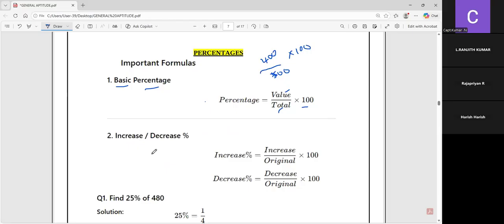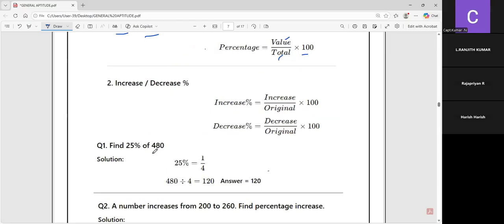Basic formula. Suppose I want to increase the percentage or decrease the percentage, what formulas will be involved? Increase: how much increased divided by original into 100, and then decrease: how much decreased divided by original into 100. So these are two important formulas involved in percentage. Based on the formulas, we'll see some other problems. First of all, what is the value of 25 percentage in 480? The 25 percentage we already know is 1 by 4. I mean, remember 25 percent as 1 by 4.